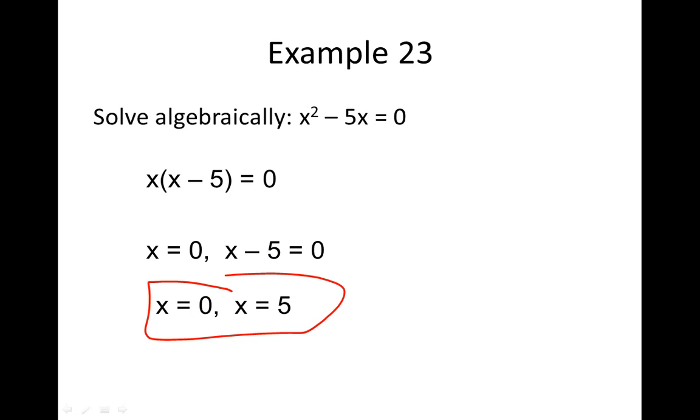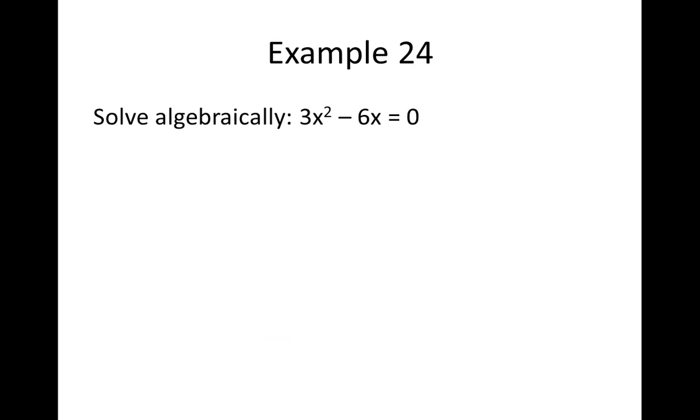Do this one on your own. Trust me, once you do a couple of these, they aren't that hard. Okay. Pull out your common factor of 3x. You get 3x times x minus 2 equals 0. Set each factor equal to 0. Solve for x. You get x equals 0, x equals 2.